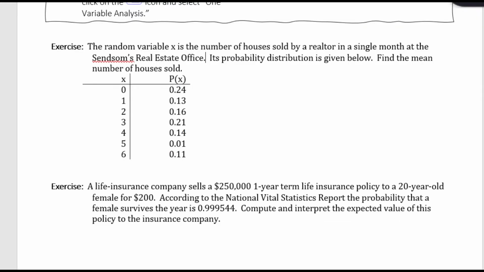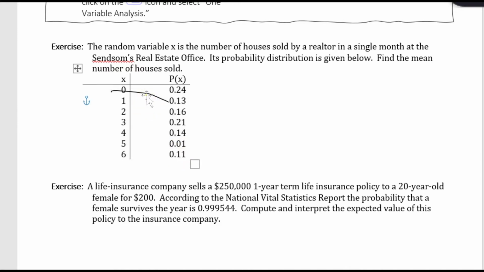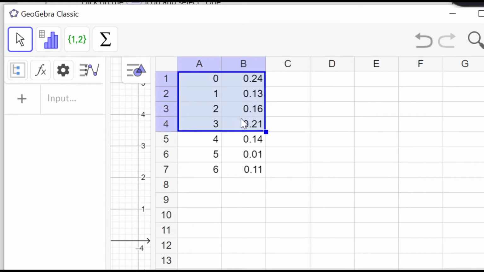I'm going to go here and copy, go back to selection instead of drawing, and delete this first. Then I'm going to copy and paste that over here into my spreadsheet. Okay, and then you go through and highlight.